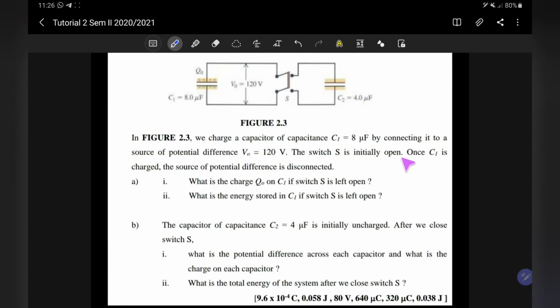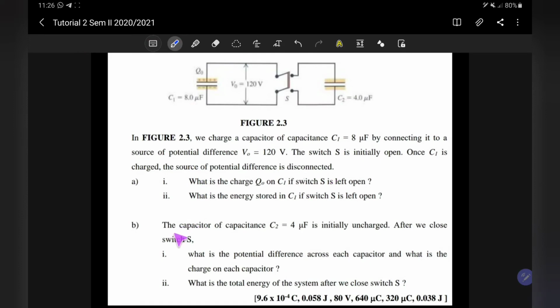Alright, but remember the keyword: once C1 is charged, the source of potential difference is disconnected. So when C1 is completely charged, we just take out the power supply. No more 120 volt here. Okay, that means Q0 we got before still remains constant because there is no power supply, so there is no supplier of charge. The number of charges should remain constant, equal to Q0 from before. And then we just turn on the switch. What is the energy stored in C1 if switch S is left open? Okay, we may calculate the energy stored by C1 using U equals half QV. This is the way to answer this question.